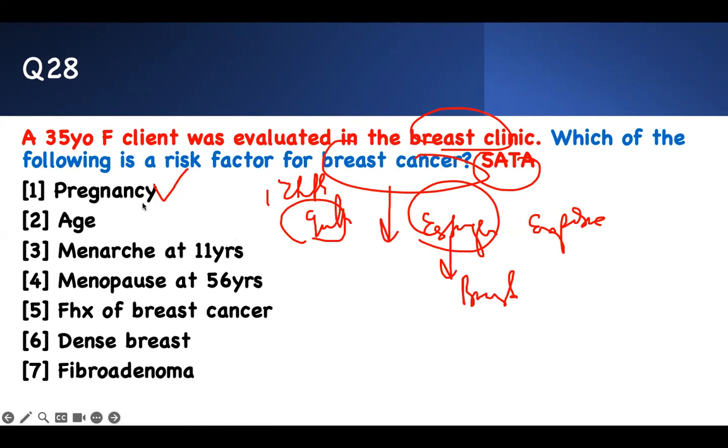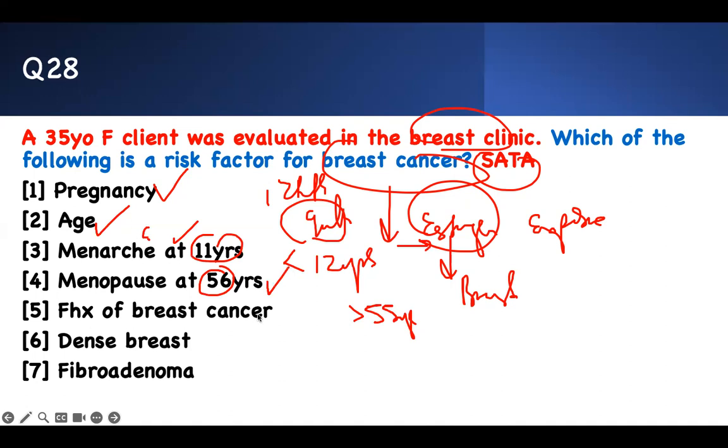Age: the older you are, the more likely you are to have breast cancer. Menarche at 11: if you have your first menses before age 12, you end up being exposed to estrogen for a long time. So early menarche is bad. That means your duration of exposure to estrogen is high. And late menopause, greater than 55, means you also have more exposure to estrogen.